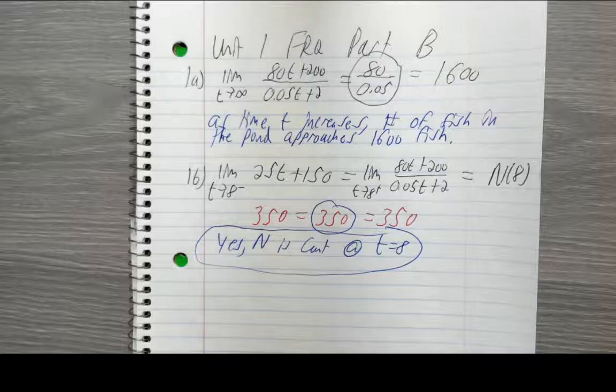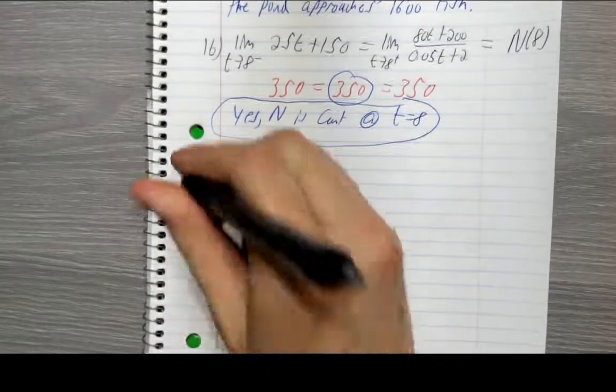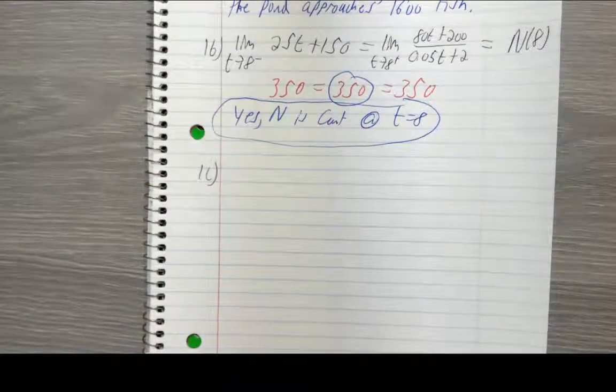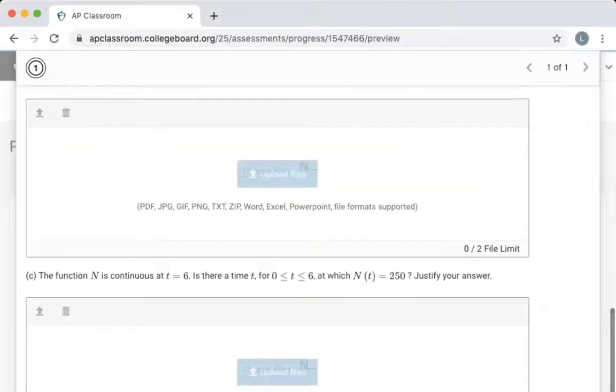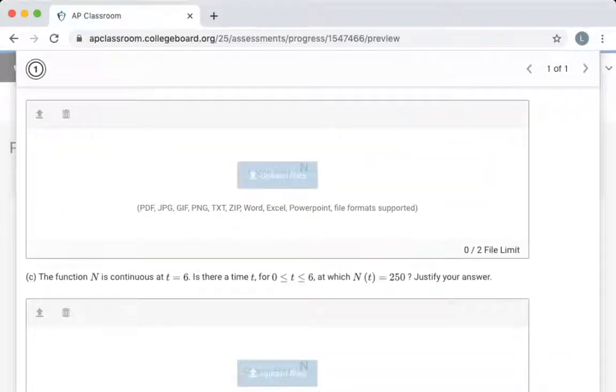Beautiful, beautiful, beautiful. All right, let's go to 1C. Back to my screen here. It says the function n is continuous at t equals 6. Is there a time t for 0 to 6 at which n of t equals 250? Justify your answer. All right, so we know the function n is continuous at t equals 6.